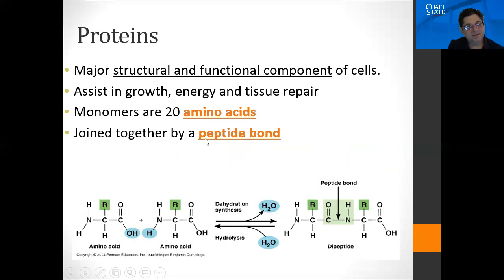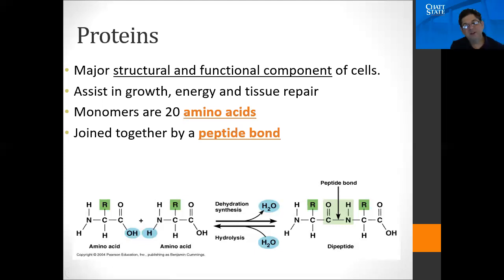What are proteins made of? Amino acids. How many amino acids? 20. How many proteins in the body? Holy cow, you can't even count them. There are so many variations of proteins. It's too many to count. Thousands of them.